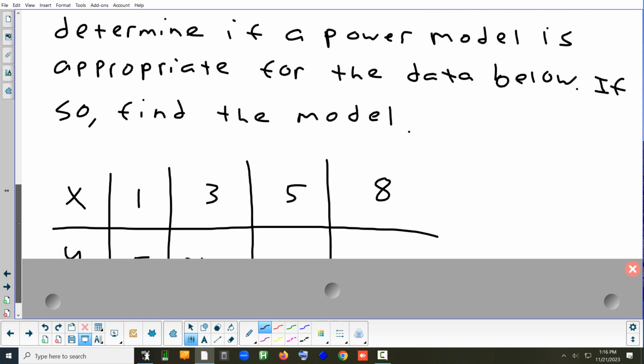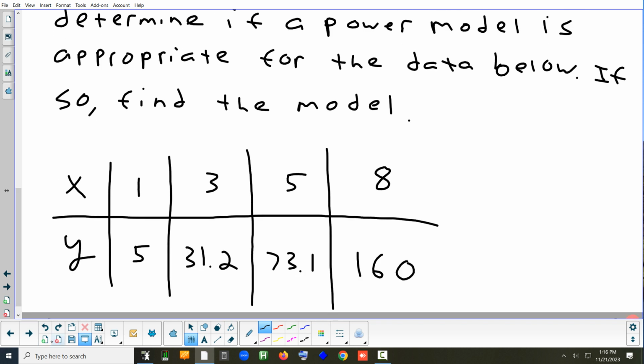Okay, so here is the data. Now the first thing I need to do is take all those numbers and do what to each one of them? Yep. The natural log. Take the natural log. This is a temporary table. We're just going to put it off to the side. We're going to use it for one thing, and that's just to determine if the points look like they're in a straight line.